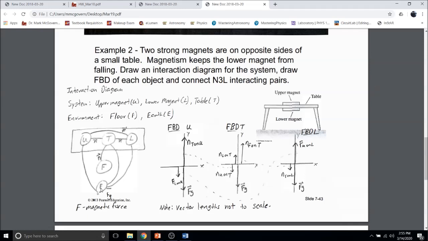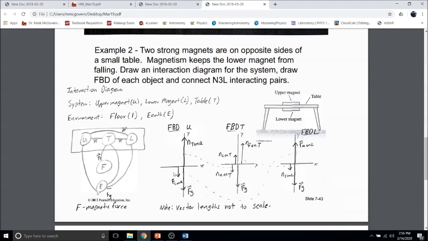So we have Earth, and all three objects are attracted to the Earth. So we have lines going from all three objects down to the Earth, and the floor is in contact with just the table. All right, so let's go ahead and look at that. You see that there are three lines touching it. Our free body diagram is going to have three forces in it.